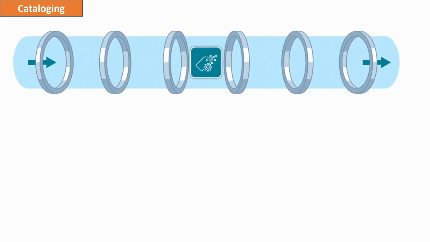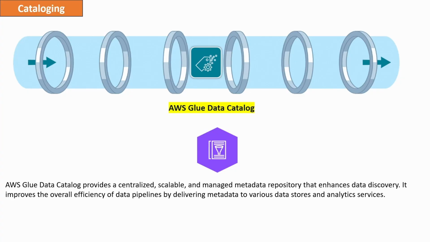Next up is cataloging. You need to know what you have, right? AWS Glue acts like a catalog for your data, keeping track of all the metadata. For that, we have the AWS Glue Data Catalog. It provides a centralized, scalable, and managed metadata repository that enhances data discovery. It improves the overall efficiency of data pipelines by delivering metadata to various data stores and analytics services.